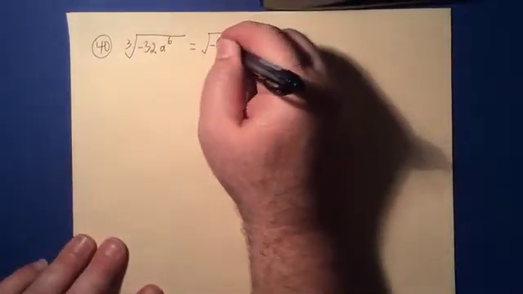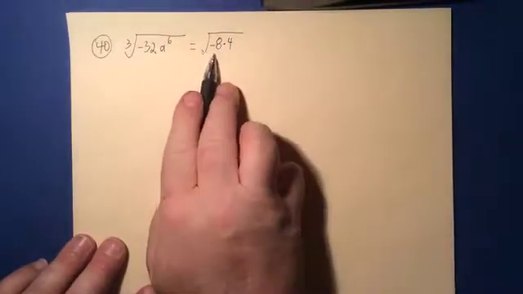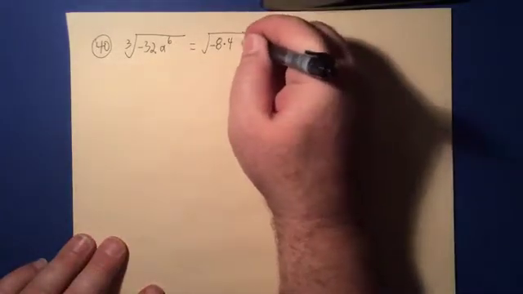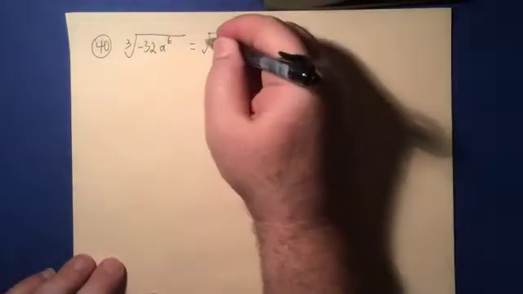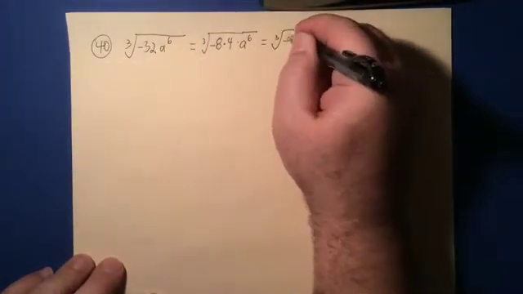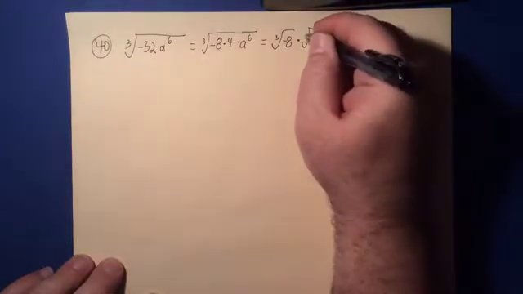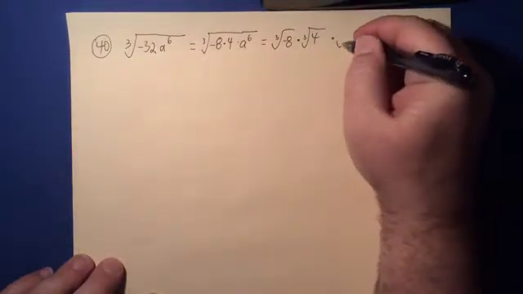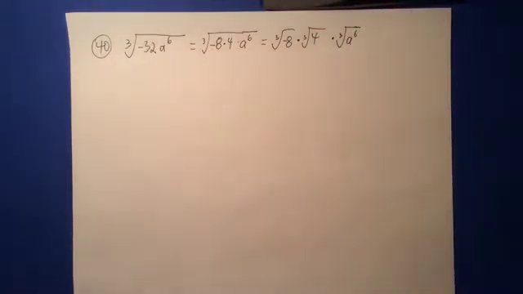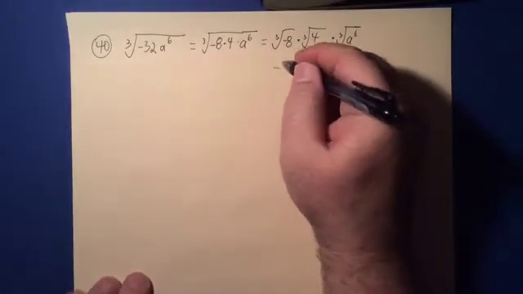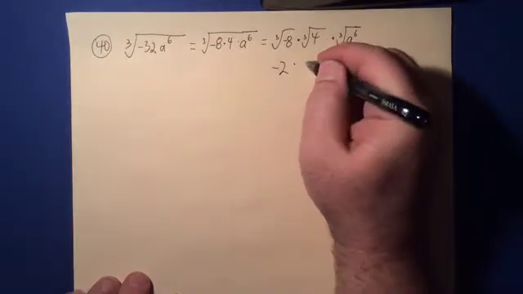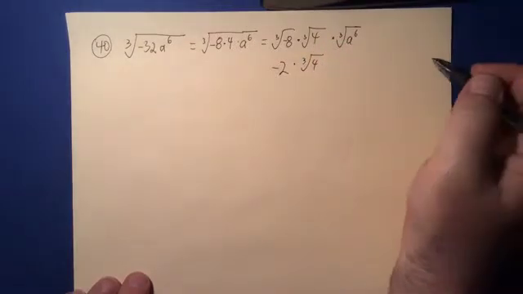So I'm going to write this as negative 8 times 4, because negative 8 is a perfect cube. Its cube root is negative 2. And I'll just write this as a to the sixth, putting the cube root here. Now I'll break this up into the cube root of negative 8 times the cube root of 4 times the cube root of a to the sixth. So the cube root of negative 8 is going to be negative 2, because negative 2 times negative 2 times negative 2 is negative 8, times the cube root of 4, which cannot be simplified.